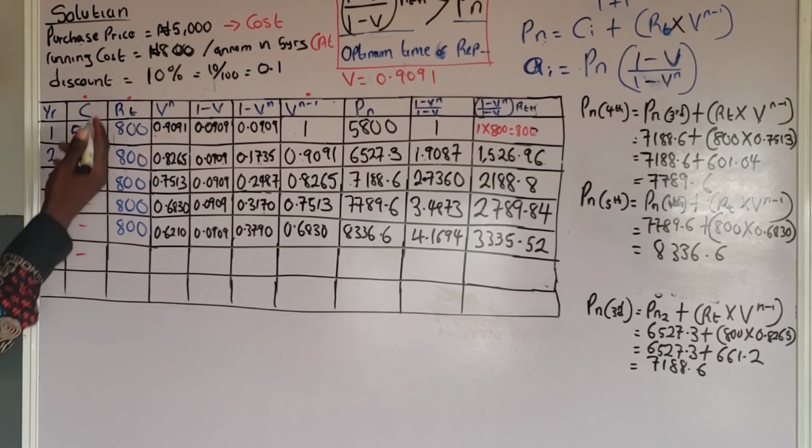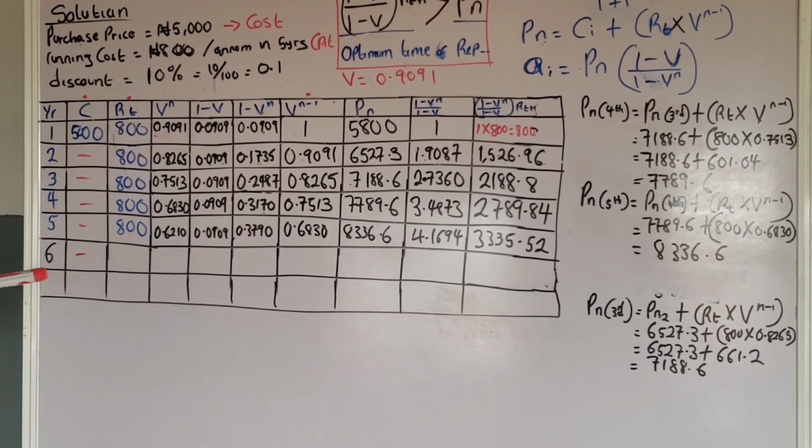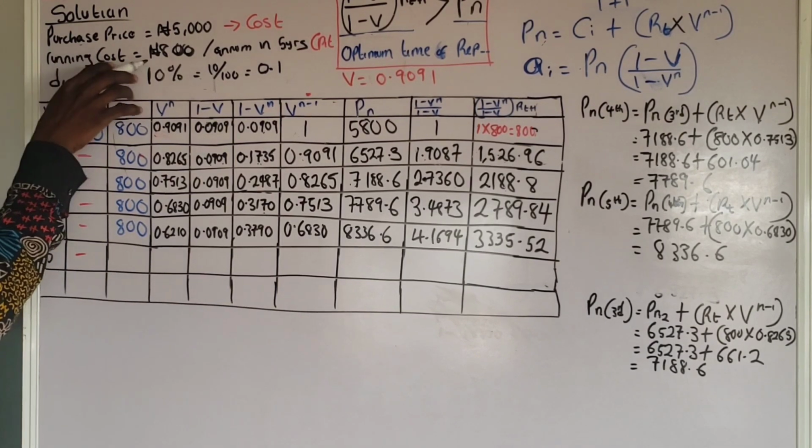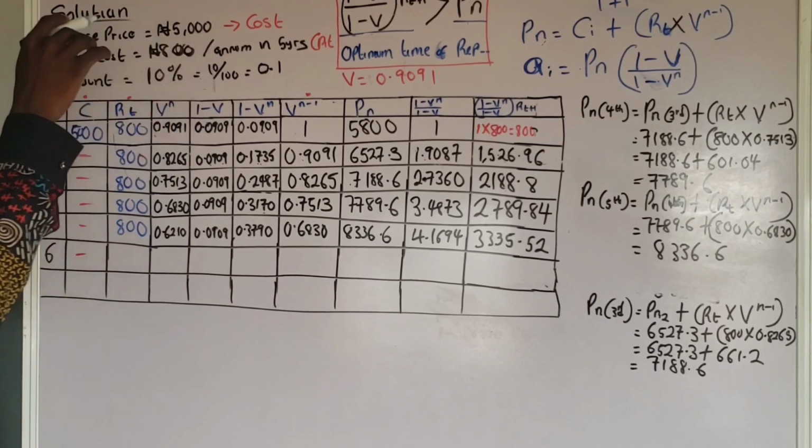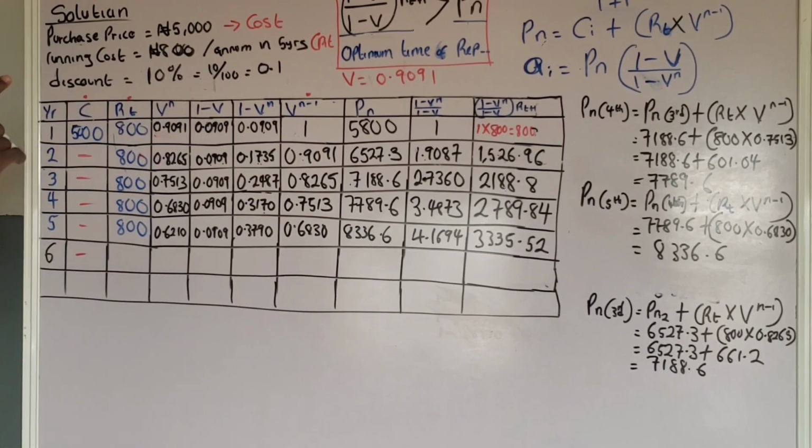for year 6. Now, the running cost, if you look at the question, it says that the maintenance cost for the first 5 years, the running cost, is 800 naira per annum in the 5 years, you understand? For the first 5 years, that is why we have 800 naira. Now, in the 6th year, the next statement after this is that the maintenance cost now increased by 200 per annum.